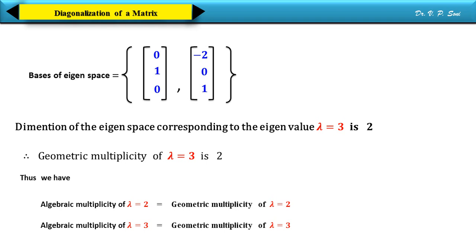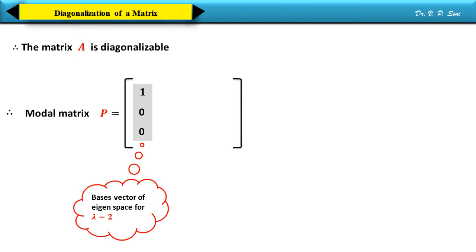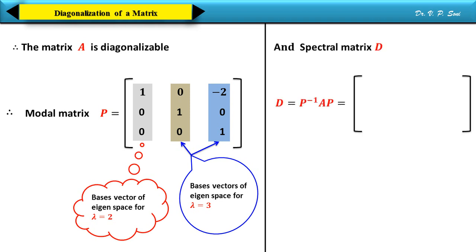Therefore A is diagonalizable. Here A is diagonalizable, therefore the modal matrix P has as its first column the basis vector of the eigenspace for λ = 2, and its second and third columns are the basis vectors of the eigenspace for λ = 3. And the spectral matrix D, where D = P⁻¹AP, is the diagonal matrix diag(2, 3, 3). The diagonal entries are the eigenvalues.